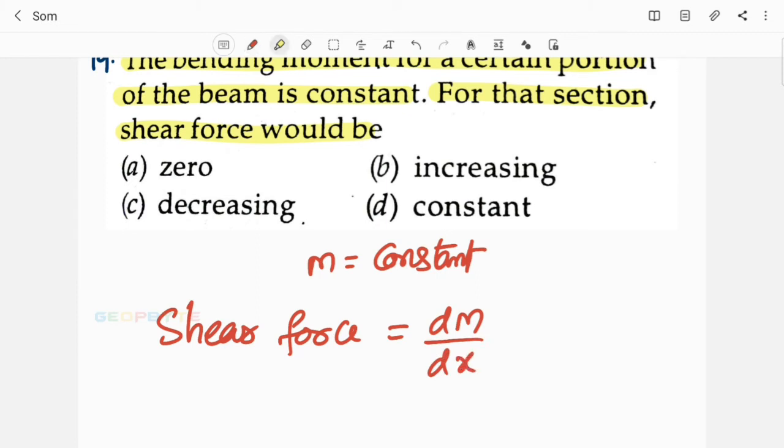Since he is asking the shear force in a section where the bending moment is constant, if the bending moment is remaining constant, differentiation of a constant equals 0, therefore shear force will be 0 wherever the bending moment is remaining constant. I hope you clearly understood. Therefore, option A is absolutely correct. Let us go for the next problem.